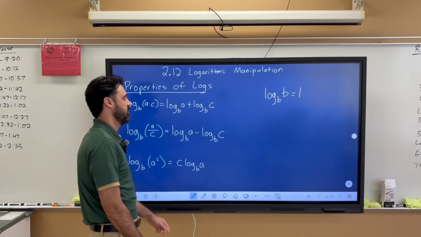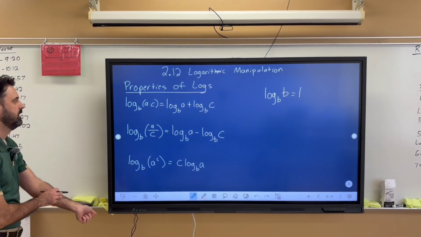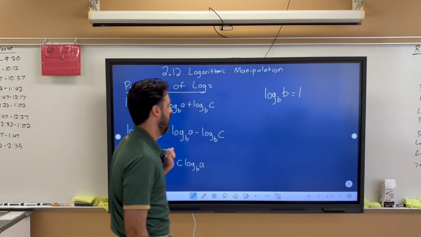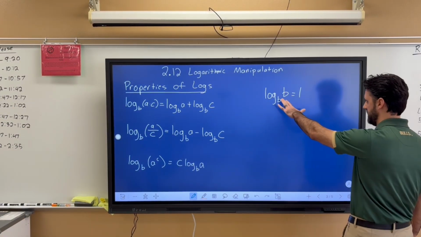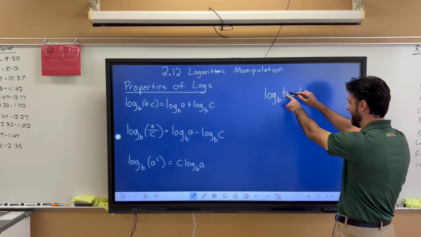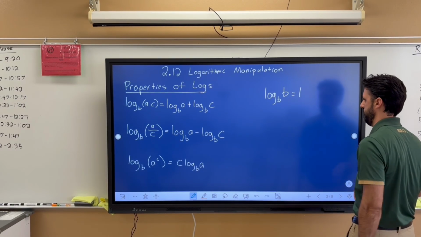All right, everybody, section 2.12, logarithmic manipulation. We have some new properties of logs we're going to go over in a second. And we have one from a previous lesson I just want to remind you guys of, that if the base of the log is the same as what's inside the log, it's automatically going to equal 1.